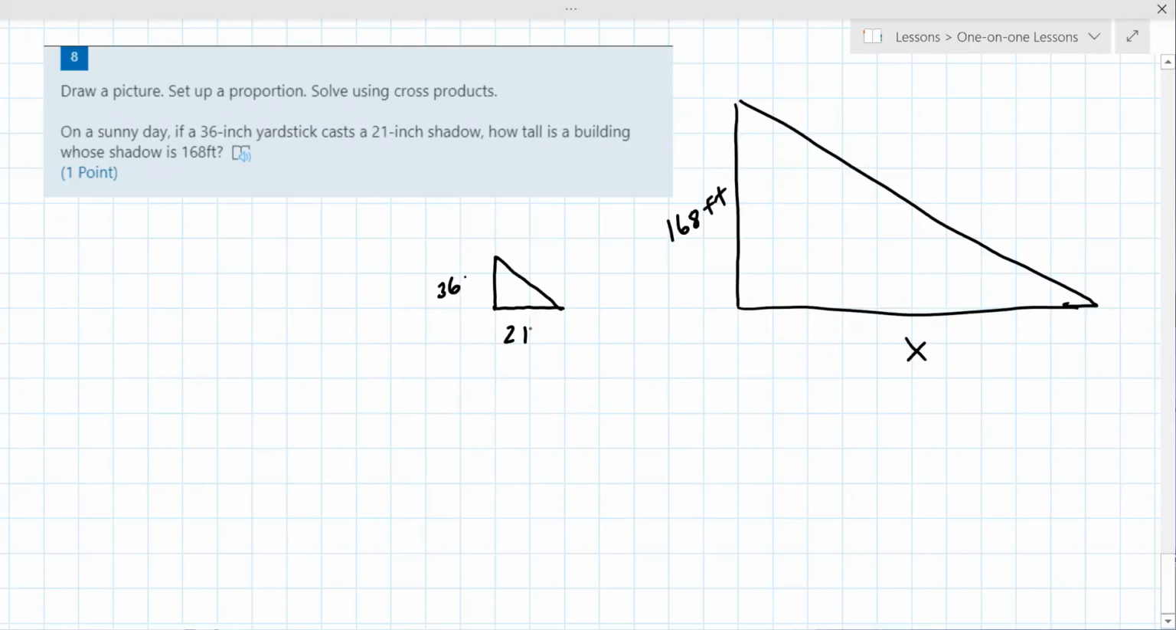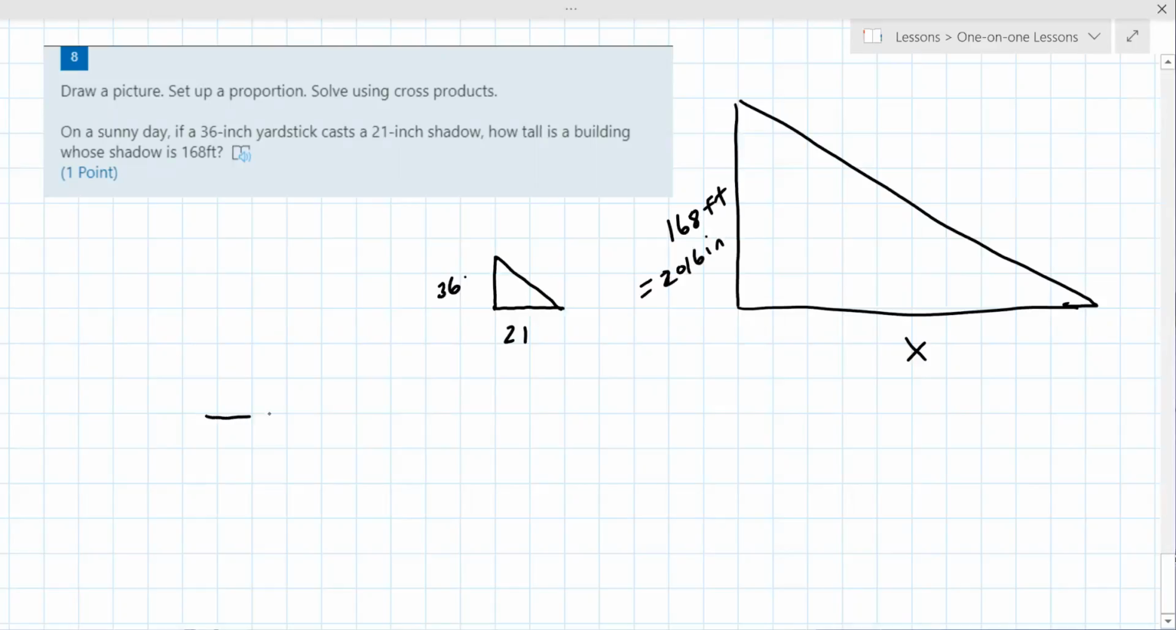Since 36 and 21 are in inches, let's convert 168 feet to inches. How do you do that? Do you recall? It's multiplied by 12. Exactly. So I get 2,016 inches.